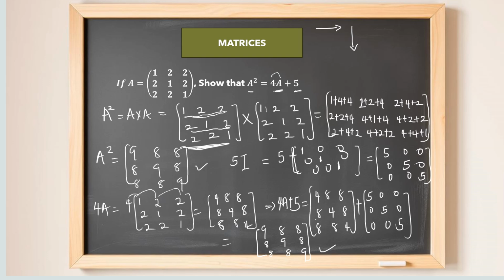This is what I did. Plus 5I. So instead of using this 5, we can say that we have 4A plus 5 times the identity matrix. And the identity matrix of a 3 by 3 matrix means that your diagonals are going to be 1 and your off diagonals are going to be 0. That is an identity matrix. So if you multiply it, you only have 5 on the diagonals. So when you add it to the 4A, you will get the same thing as A squared.